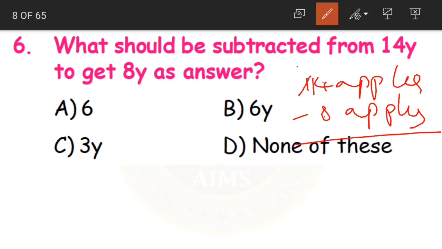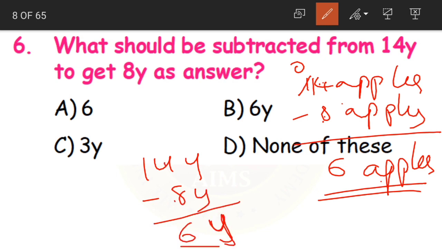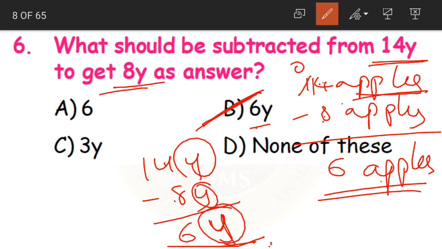4 minus 8 is not possible, so we'll borrow. 14 minus 8 is 6, and as both are apples, the answer will be 6 apples. Yes, in the same way here it is 14y minus 8y. Now 14 minus 8 is 6, and then y should be written as it is. Clear, children? What will be the answer now? 6y. Now when 6y is subtracted from 14y, 8y will be our answer. Clear? Yes, the y is to be written as it is, just like we write apples or oranges or any other terms.